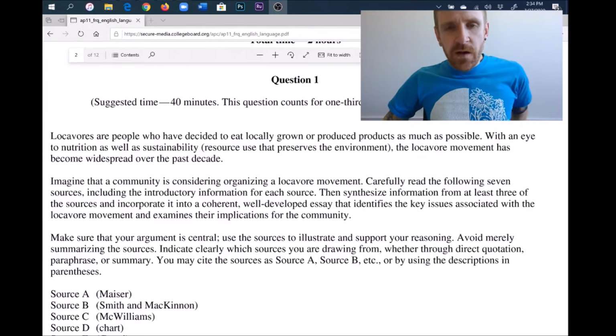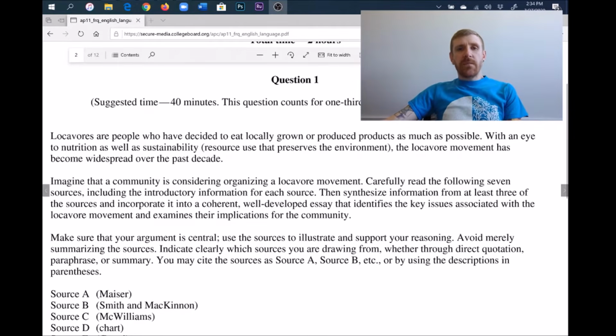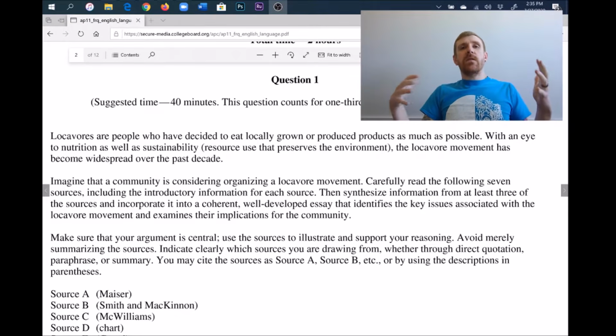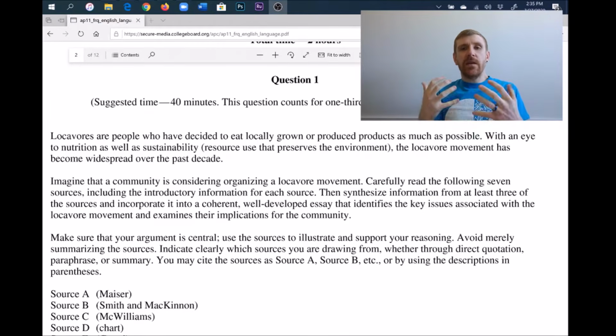But that doesn't matter, because we're not focusing on the prompt itself, which says that they need to write a paper that identifies the key issues associated with the locavore movement and examine their implications for the community. We want to focus not on the writing task itself, but on the background in the prompt, because we're trying to show kids how to focus on ideas even when they plan their synthesis essay, so that they can write a strong argument about ideas. And if we do this, it'll also help us teach our students how to actively engage with their sources, especially in a short amount of time.